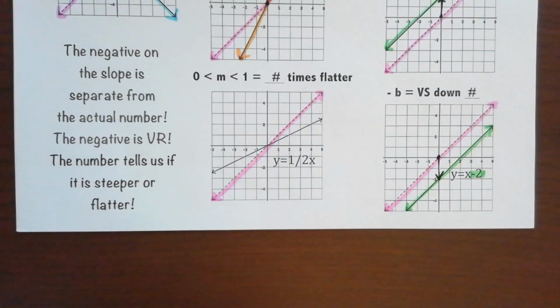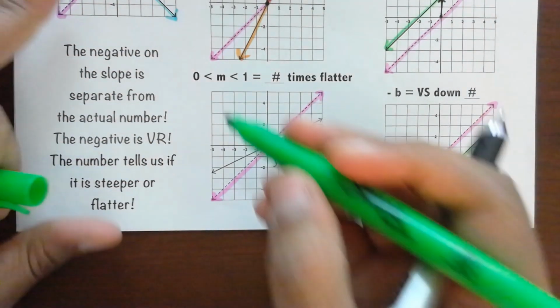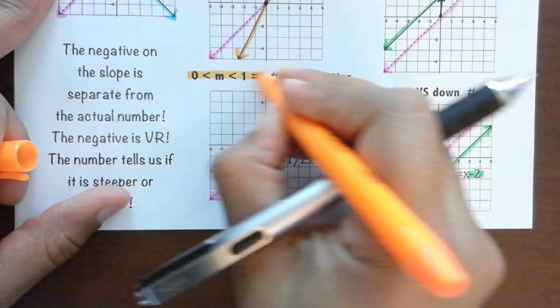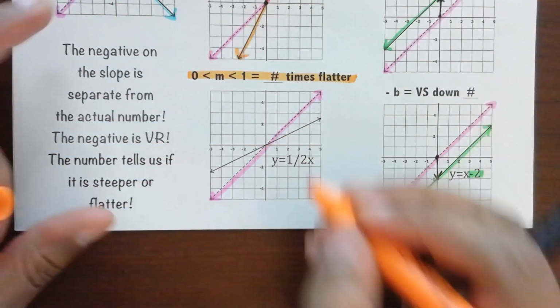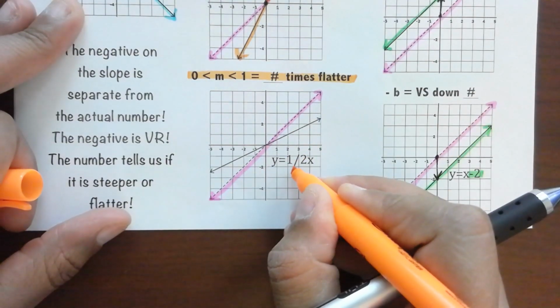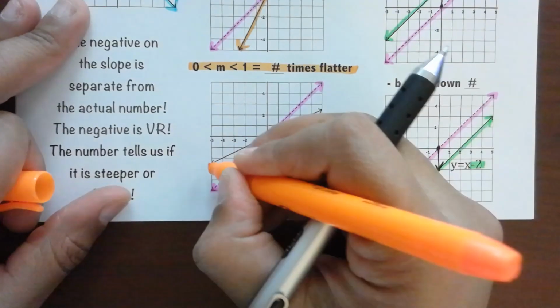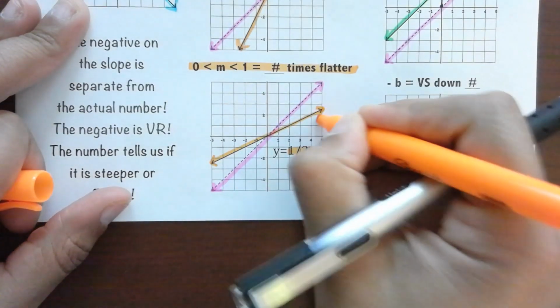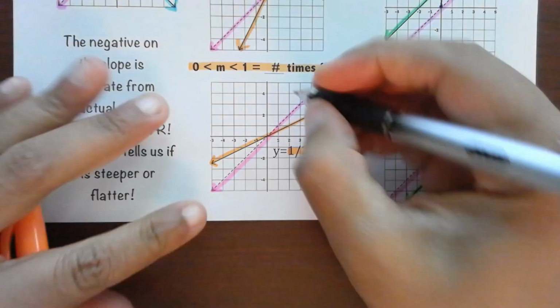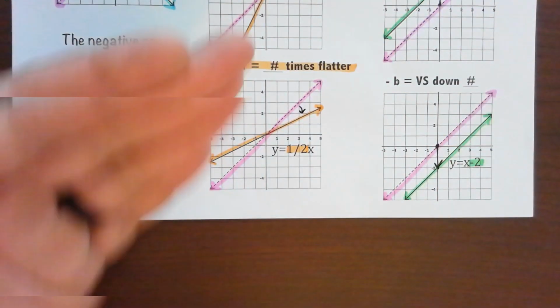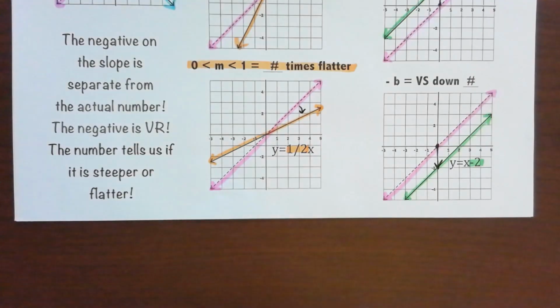If m is between 0 and 1, that means it's becoming so many times flatter. So, what did I change my 1 into for this one? 1/2. So, it became 1/2 times flatter than the original one because it went down towards horizontal. It's going down towards the x-axis. Everybody still with me? Still making sense?